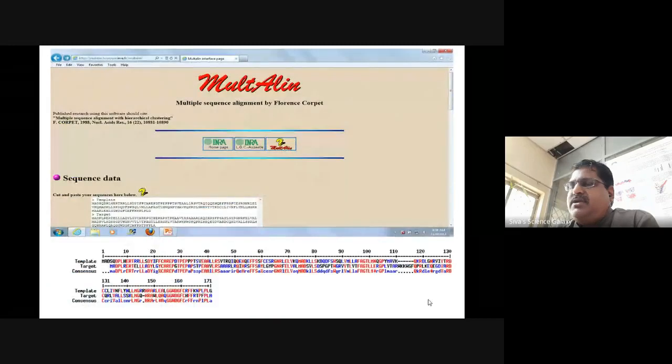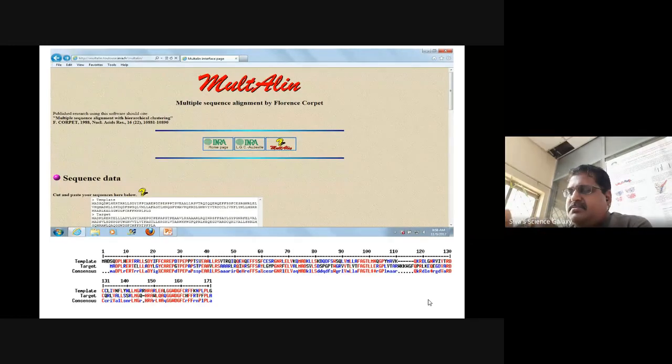Okay. Now what you have done: you have your target sequence in your hand, and you have identified the template. For the template, you have the sequence and you have the structure. So now do the alignment. You can do the alignment using the multi-align tools. Target sequence and template sequence, you have to paste in FASTA format.